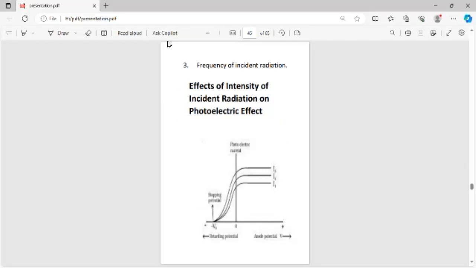As we discussed earlier, intensity is directly proportional to current, which means that light that has a greater number of photons has greater current as compared to light that has fewer. However, it can also be seen from the diagram that the stopping potential is the same.